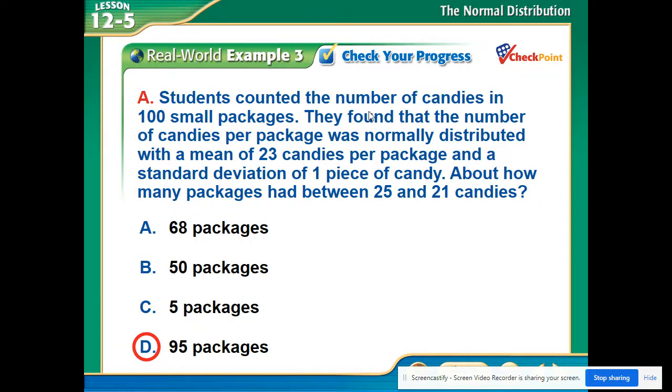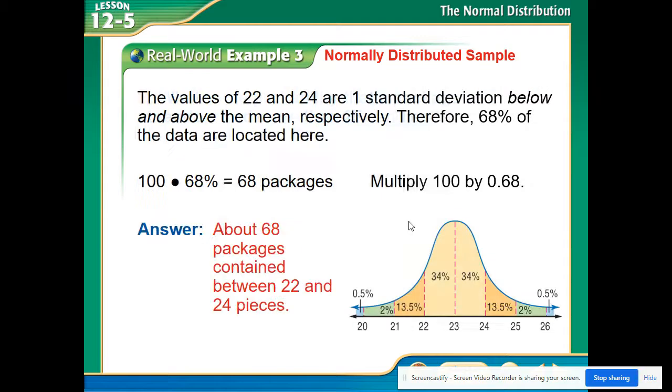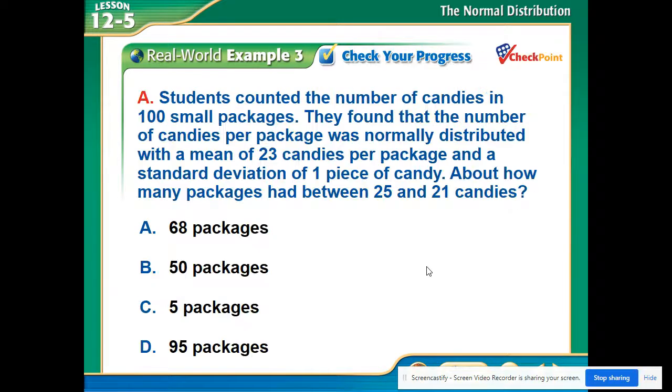or 2.5 packages. Students counted the number, last problem, and found the number of candies normally distributed with a mean of 23 per package and deviation of 1. How many are between 25 and 21? So we go back to our graph. Here's 25 up here and 21 down here, and we're adding all of this together. 13.5 and 13.5 and the 34 and the 34, leaving out basically this 2.5 over here and this 2.5 over here, which would then give us 95%, which is 95 packages.